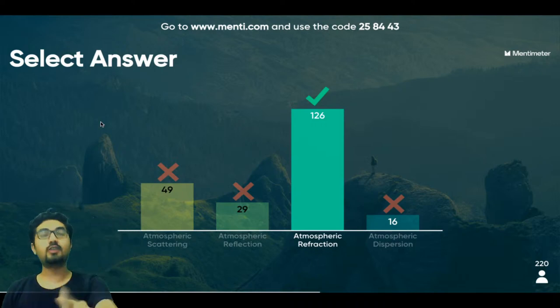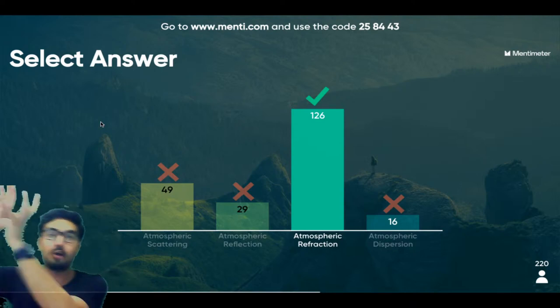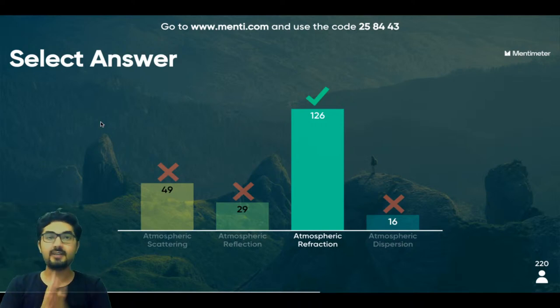So the refractive index of vacuum is 1. So what is happening? Light is traveling from a rarer medium to a denser medium, so it bends towards the normal. That's what keeps happening.